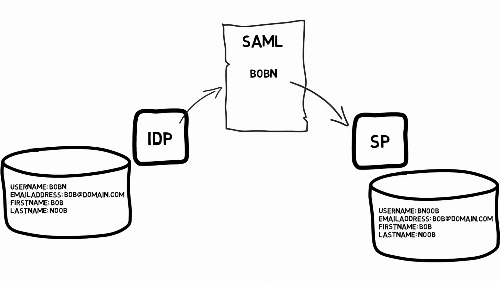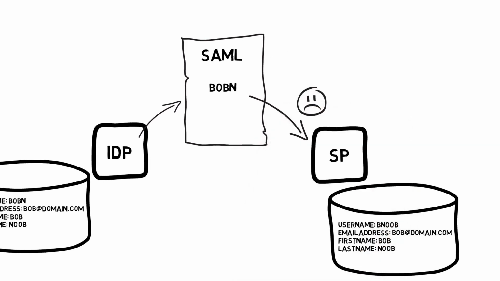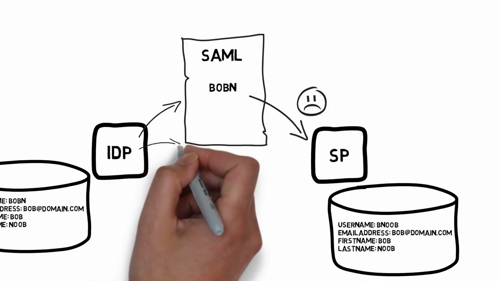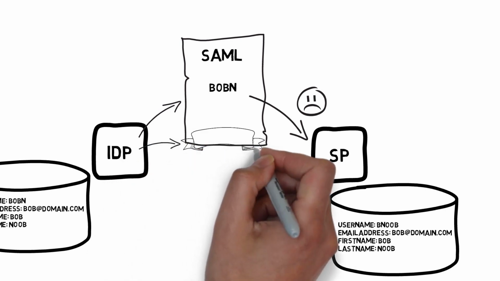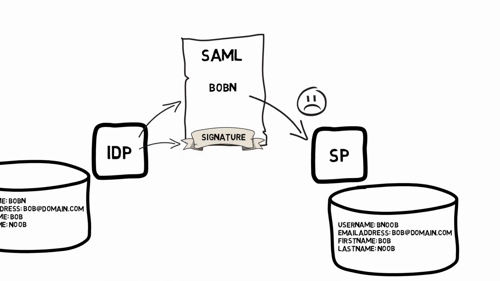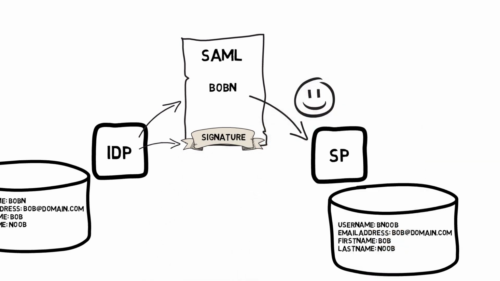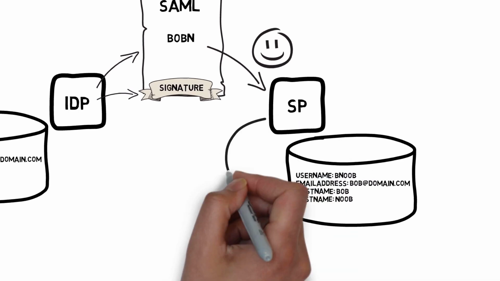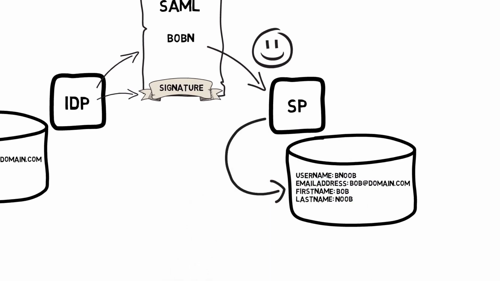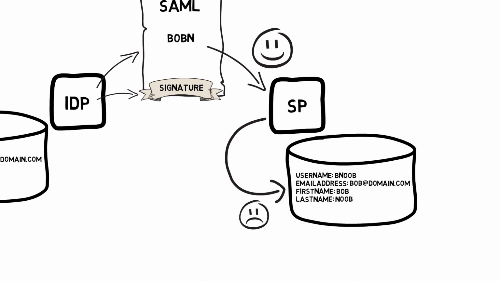The SP now validates the assertion, but we cannot just send it in clear text or completely unprotected. So the IDP must first sign the assertion. This way, the SP can validate the issuer of the assertion and thereby trust it. Next, the SP reads the user identifier and tries to map it to a user in its own user store. And in this case, it fails since the user attribute is not found.